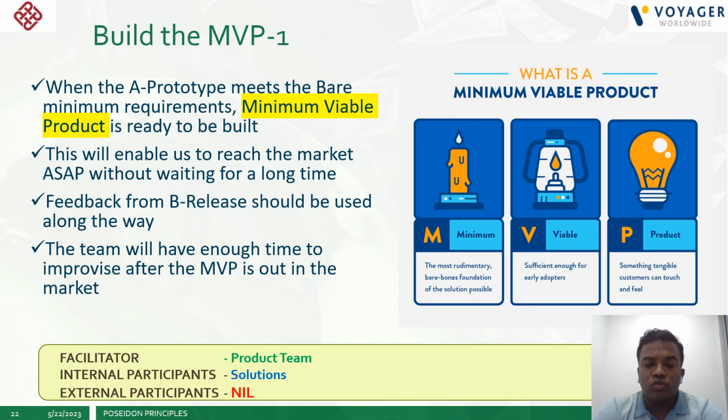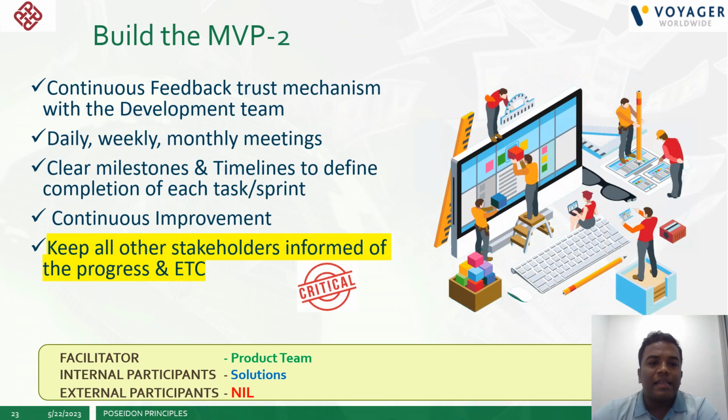Once we have the prototype acceptable to the bare minimum requirements, is the time when we start straight away building the minimum viable product. This is not the full featured product as we anticipated, but this will ensure that we immediately reach the market. And something important in this building process is the feedback trust mechanism with the development team in terms of daily, weekly, monthly meetings, clear milestones, timelines, and continuous improvement. And also on the other side, it is very important to keep all other teams informed of the status and the expectations of this product.